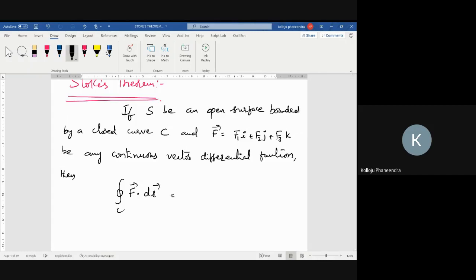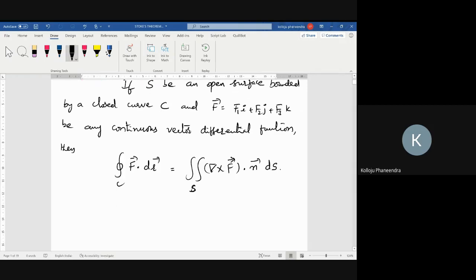What is this? Line integral. The left side is the line integral, equal to the double integral over S of curl F bar, which means del cross F bar, dot N bar ds. The right side is what? Integral over S means surface integral. So Stokes theorem gives a relation between the line integral and the surface integral. And here N bar is where?